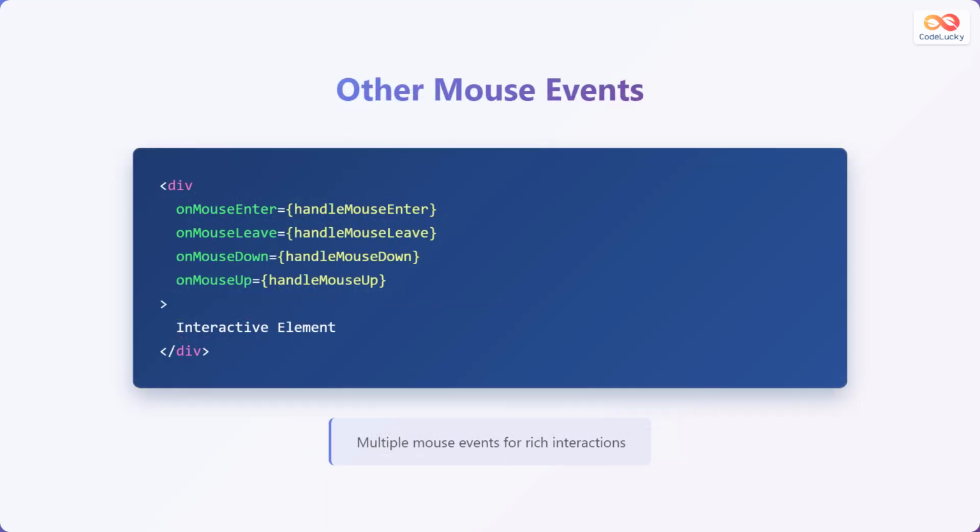In addition to onClick, React provides other mouse events that you can use to handle different types of user interactions. onMouseEnter is triggered when the mouse cursor enters an element. onMouseLeave is triggered when the mouse cursor leaves an element. onMouseDown is triggered when a mouse button is pressed down on an element. onMouseUp is triggered when a mouse button is released over an element. These events allow you to create more sophisticated and interactive user interfaces.